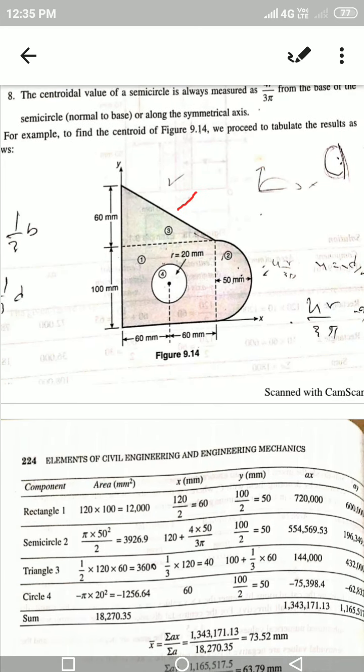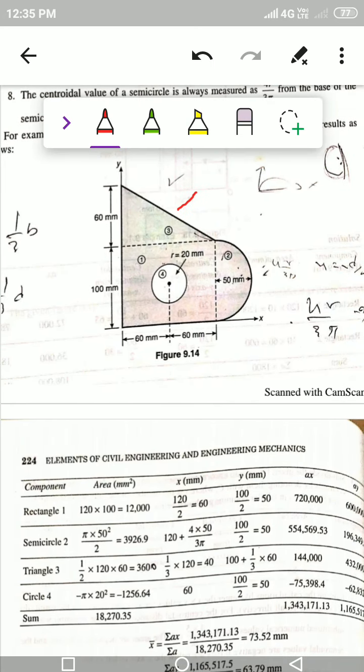Just observe here, this is a triangle. This triangle is the third geometrical figure that you have considered. I will show it clearly. This triangle has a height of 60 and a base of 120. Now the area of the triangle, you know that it is half into base into height, that is half into 120 into 60. That is the area of the triangle.